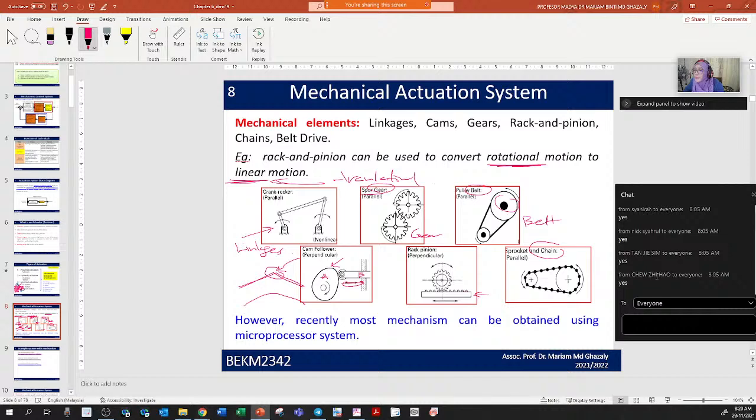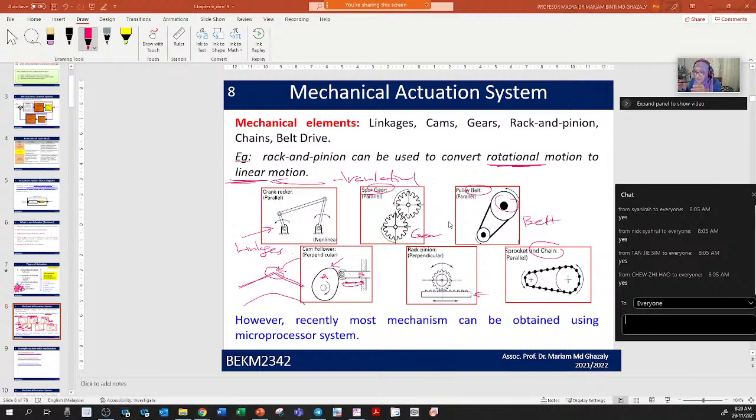Usually belt is cheaper. Chain is more expensive than belt. Okay, that's one thing. But when we talk about belt and chain, it's almost similar, just that there is a groove there. But why do you use belt and chain compared with gear, and vice versa?